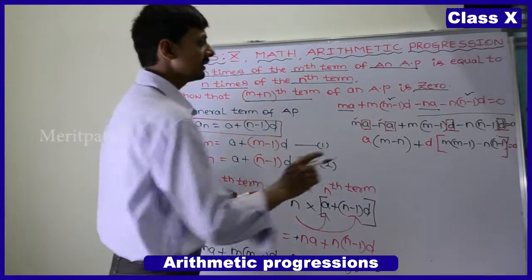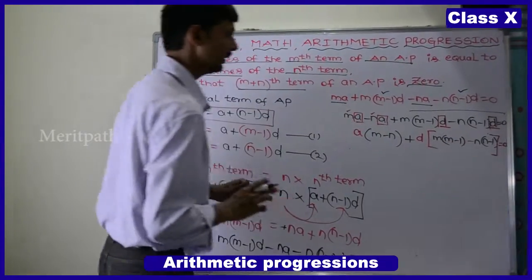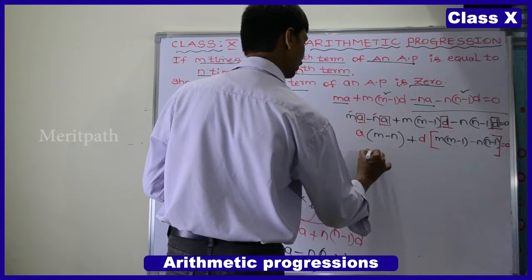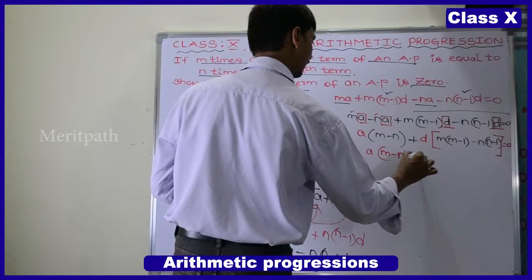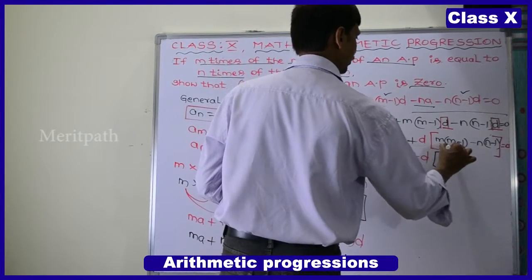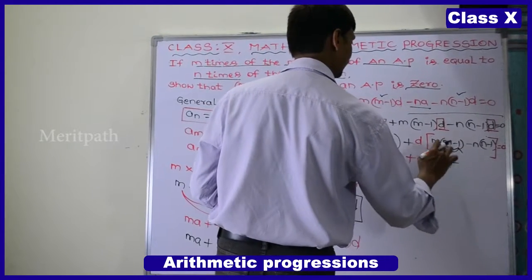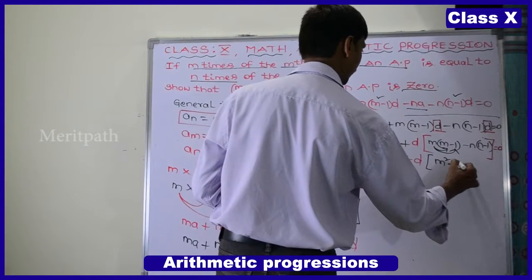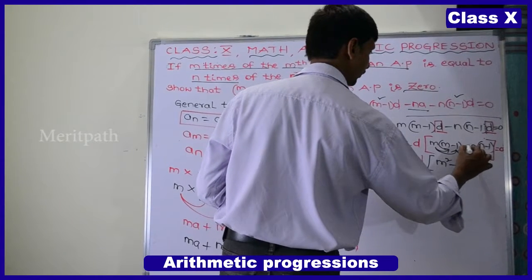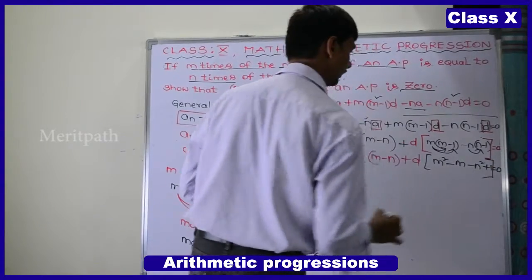After taking D common, here we got M into M minus 1, N into N minus 1. So let us write these terms. A into M minus N plus D into, let us multiply these two terms, M into M minus 1, minus N into N minus 1, bracket close, equals to 0.